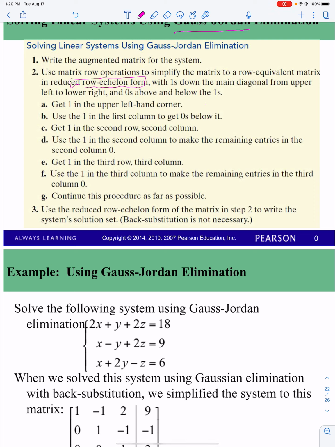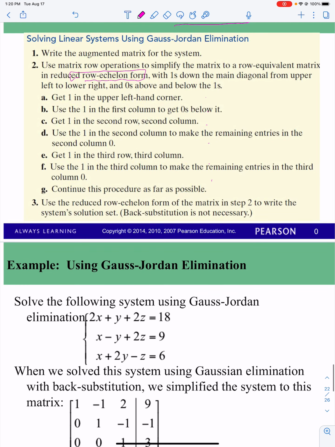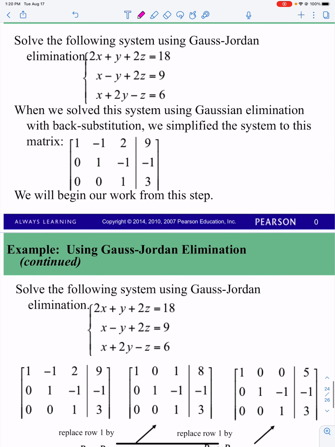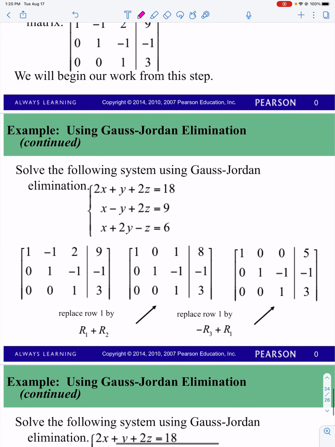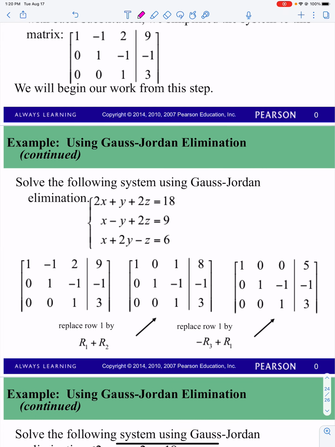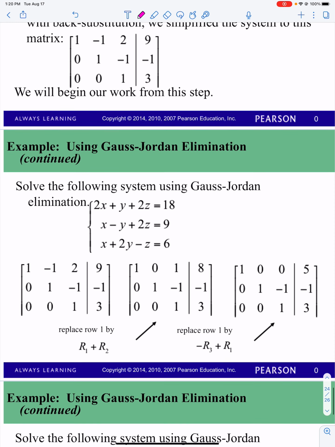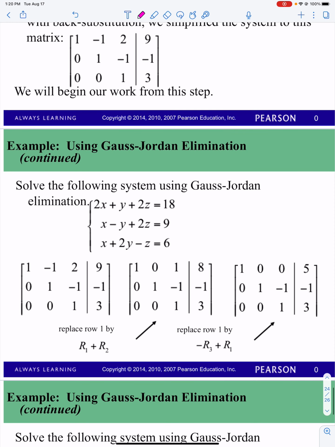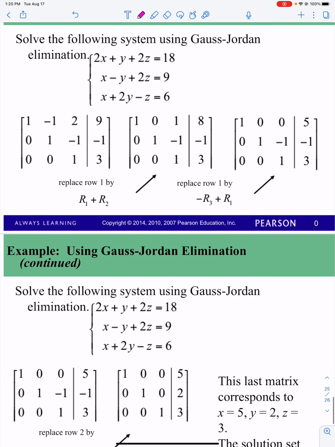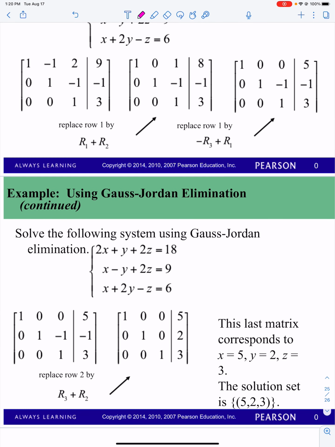Okay, you have all these steps. So what will be the difference between Gaussian elimination and Gauss-Jordan elimination? Look at the final answer. For the final matrix, what did we used to want? We only wanted zeros on the bottom. Now what do we want? We want zeros on the top too.